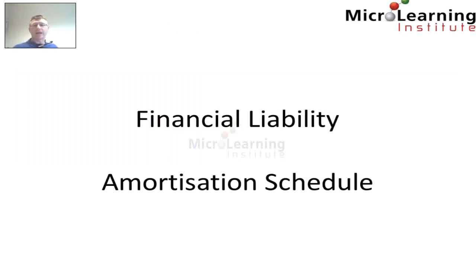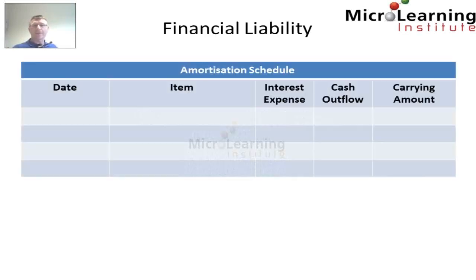Now let's look at the financial liability and specifically the amortization schedule for this. So with the amortization schedule, we're going to look at the interest expense that accrues each year at the effective interest rate. We're going to look at the cash outflows to offset this liability, and we're going to look at the net carrying amount on the statement of financial position.